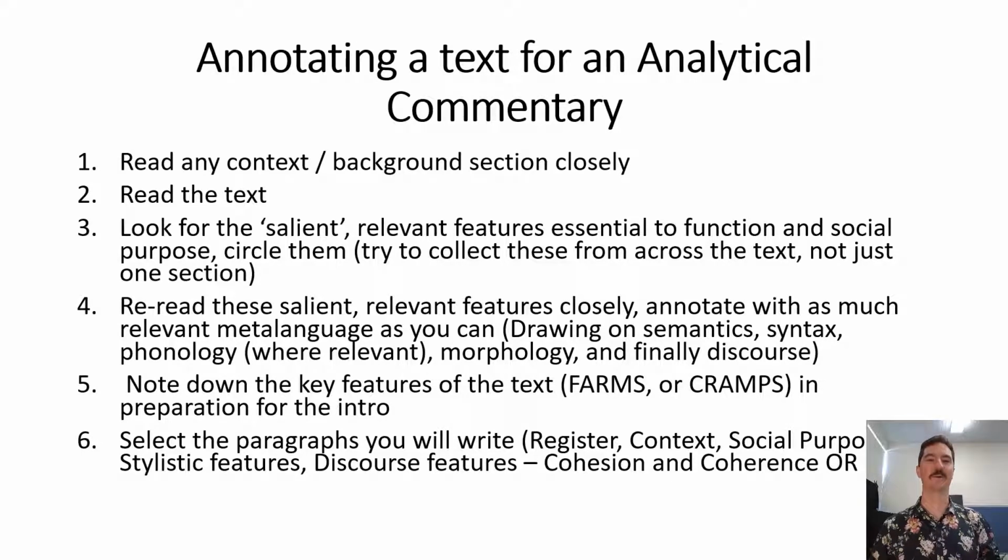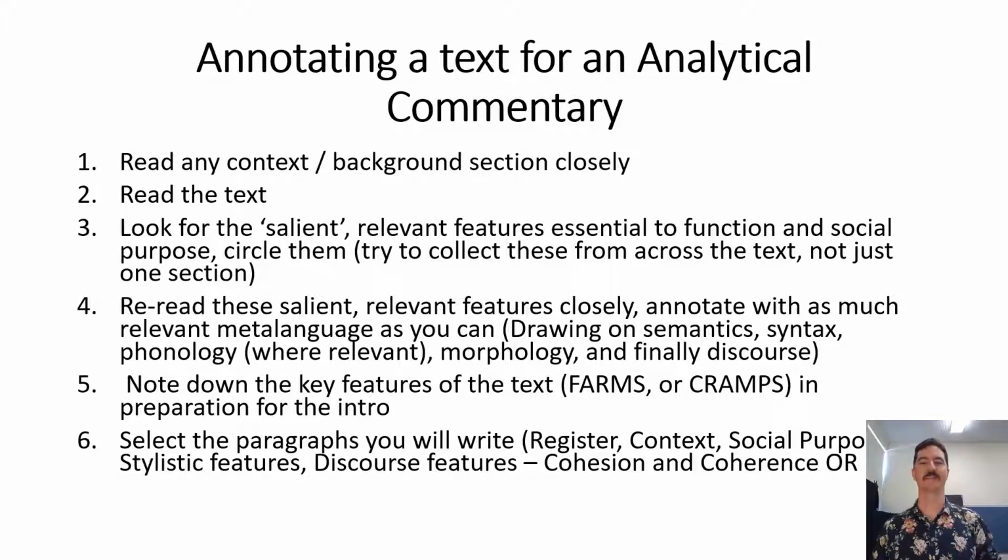So first thing, you read the context and the background really closely. Very, very closely. You've got to be able to picture it. Who's involved? Where are they sitting? The best picture you can put in your mind, the better. Then you're going to read the text itself. Of course, you're going to look for salient, relevant features essential to function and social purpose, and you're going to circle them or highlight them or whatever it is.